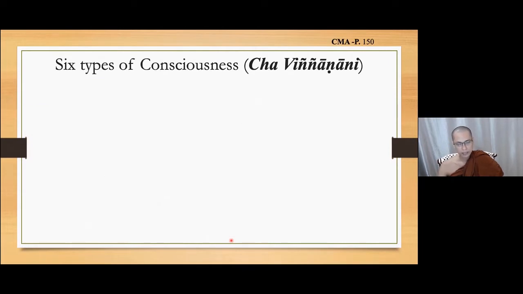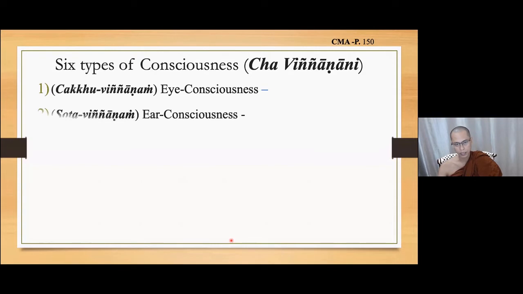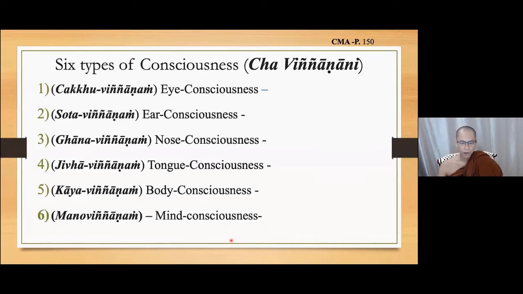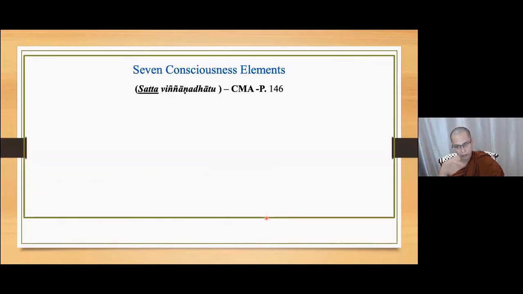And there is another classification, another name given to the process related to the viññāna, consciousness. So we need to study the 6 types of consciousness. Chakkhu viññāna, we already know, sota, ghana, jivha, kaya. So 5 consciousness related to the sense door, and then 1 consciousness related to the mind door.